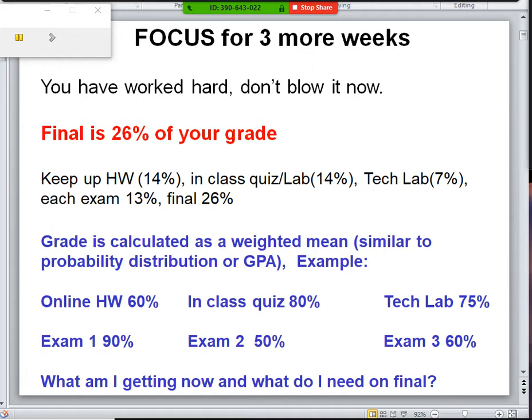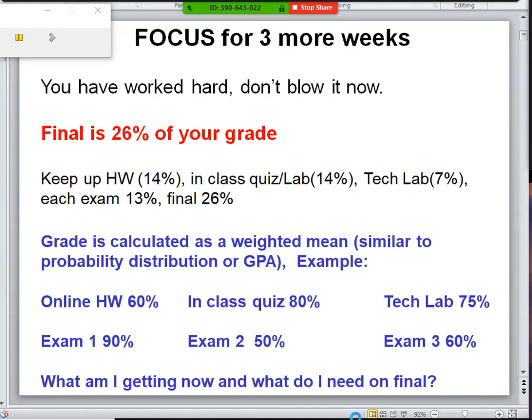You have worked hard, don't blow it now. The final is 26% of your grade. Keep up with homework, which is 14% of your grade. In-class quizzes and labs, 14%. Tech labs, 7%. And each exam is 13%, and the final is 26%. Perfect, thank you, that's good.